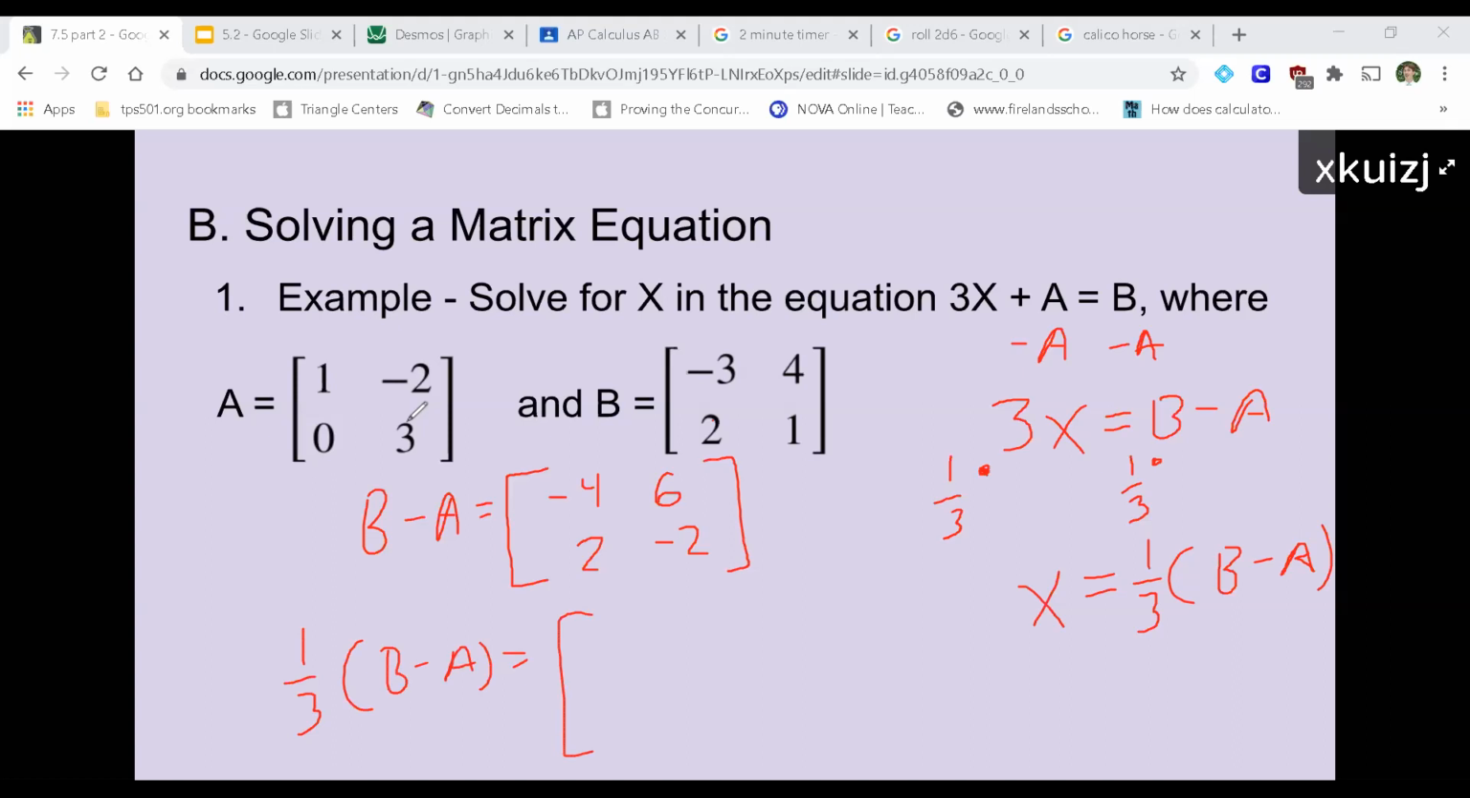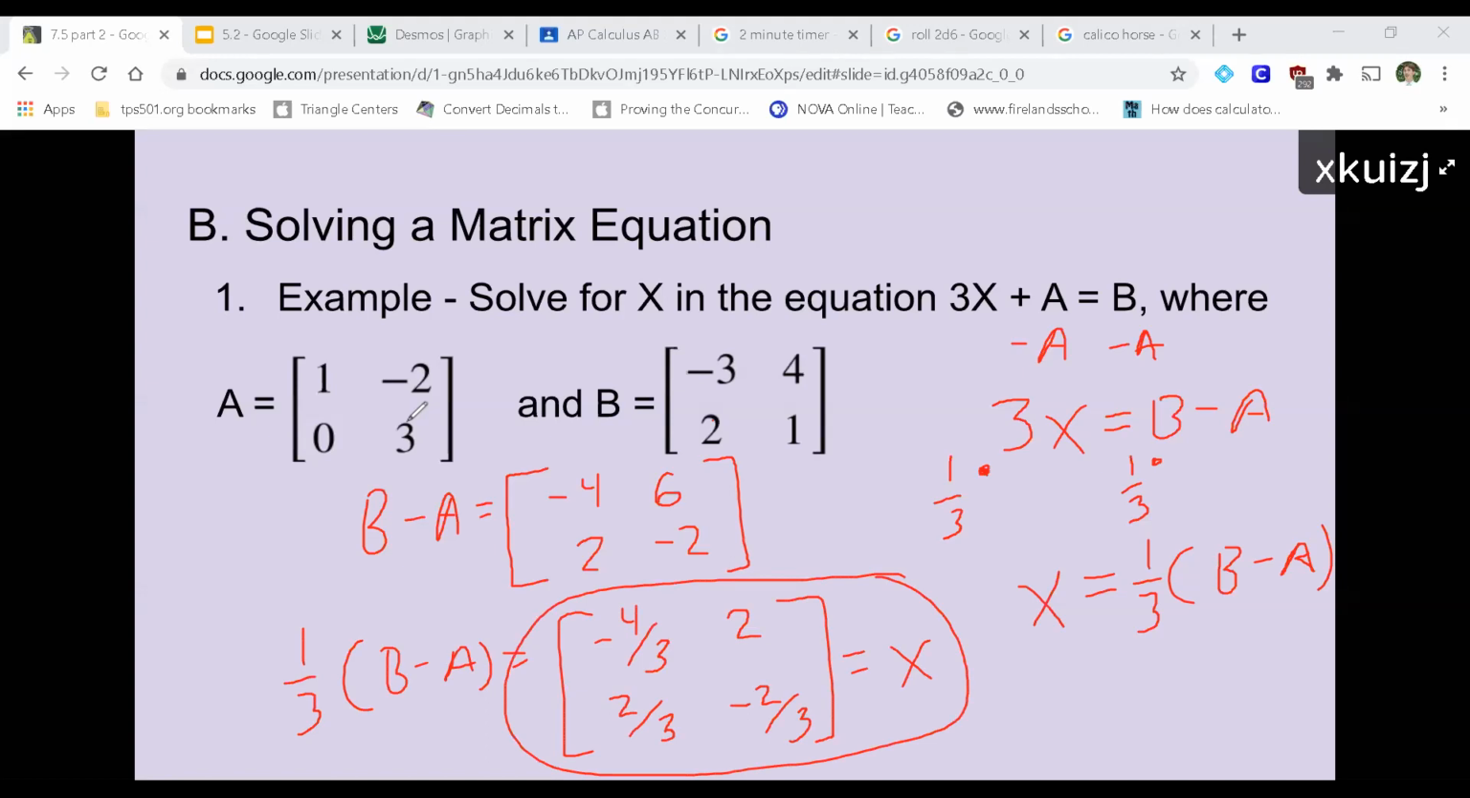So we'll get -4/3. 6 divided by 3 is 2. 2/3 and -2/3. That is x. Yay. So again, it works exactly how you would think it would work. You just subtract, but instead of dividing, you multiply by 1 over the number.